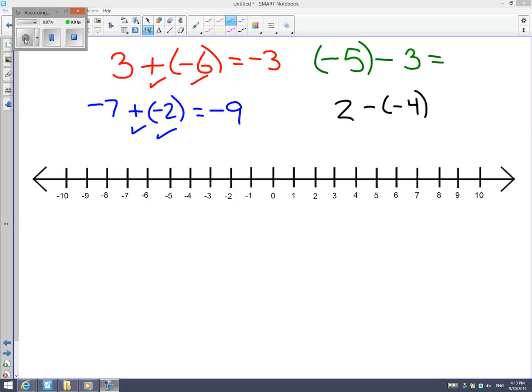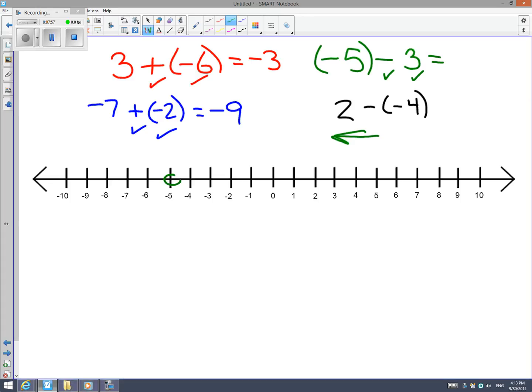This one right here, we're doing the green one now. And I know that I am subtracting heat. I'm subtracting positive numbers. If I subtract hot, it must be getting colder. Again, I will be moving left down my number line 3 spaces. If I was at -5 and I move to the left, 1, 2, 3, my answer will be -8.